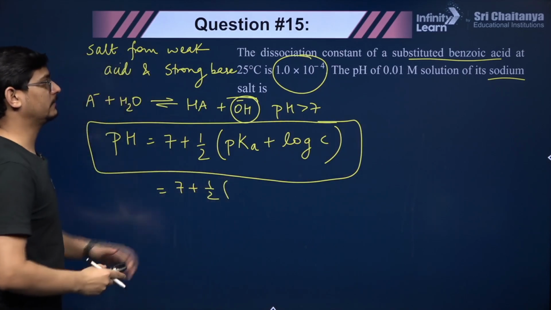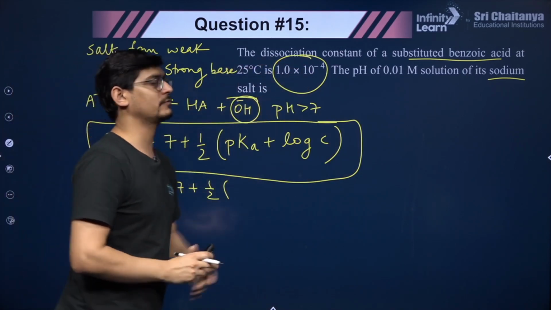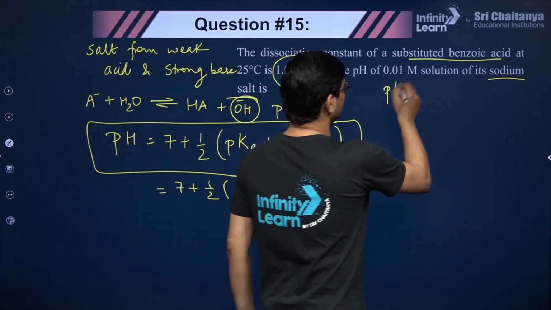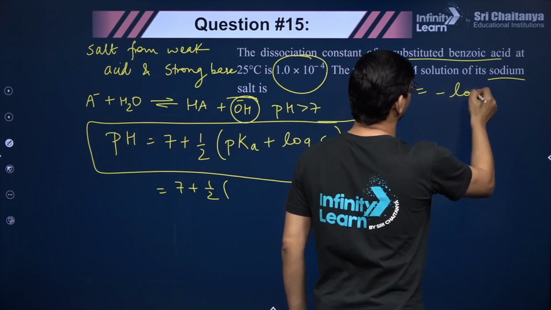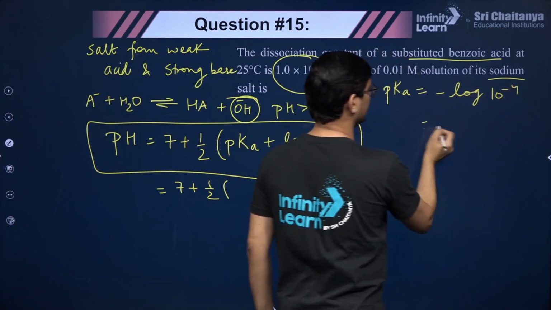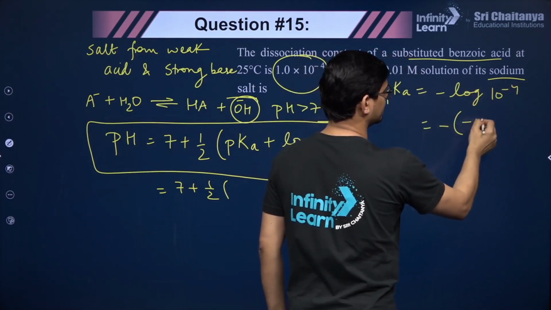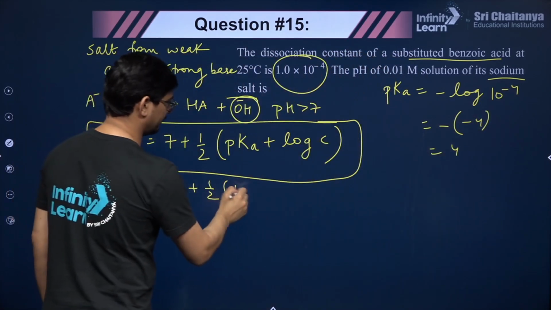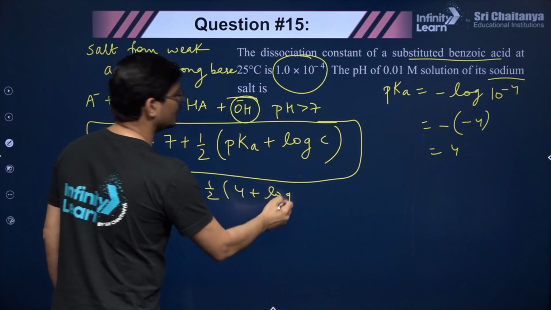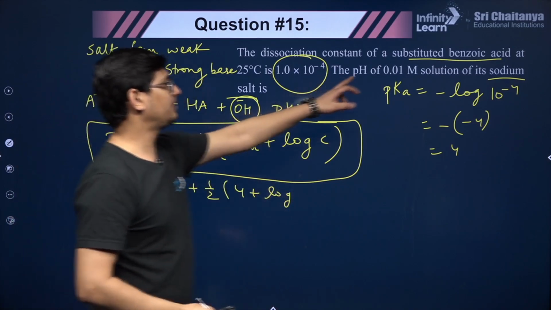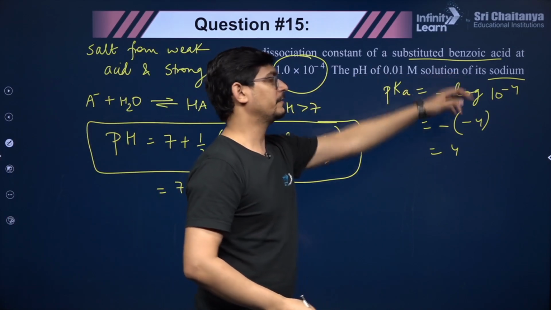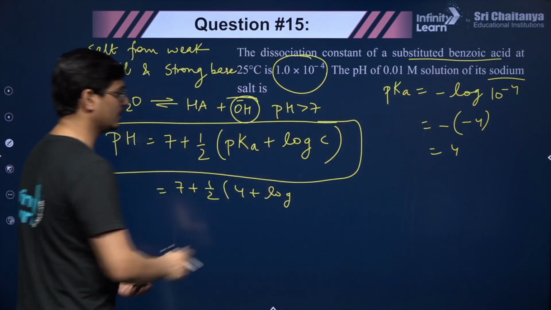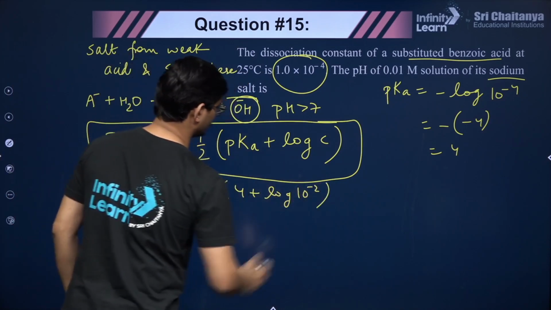So you can see, guys, the dissociation constant is 10 to the minus 4. So pKa will be 4, right? Because pKa is minus log Ka, right? Log 10 raised to the power x is x. So this will be 4, right? So this will be 7 plus half 4 plus log of, what is the concentration? The pH of 0.01 molar solution of its sodium salt. The concentration of substituted benzoate will be 0.01, that is 10 raised to the power minus 2.